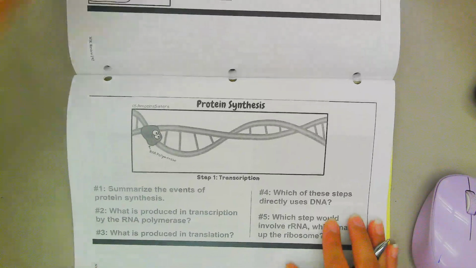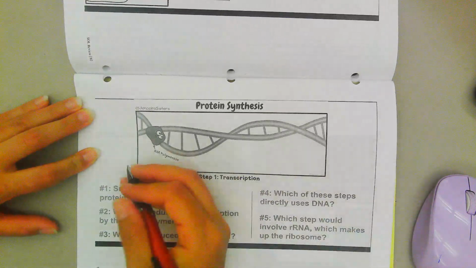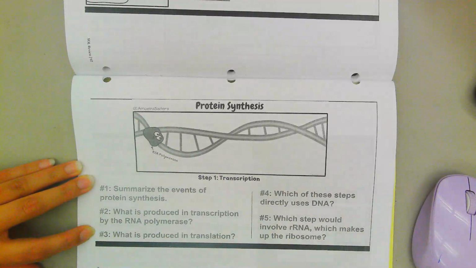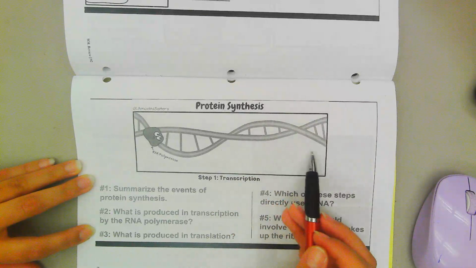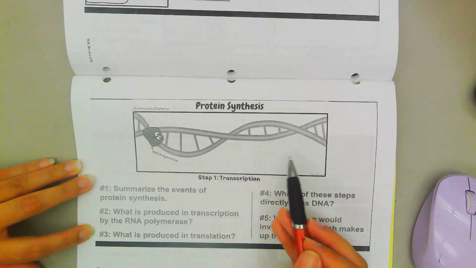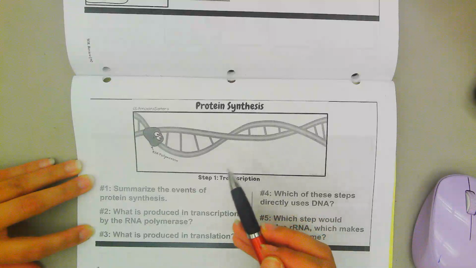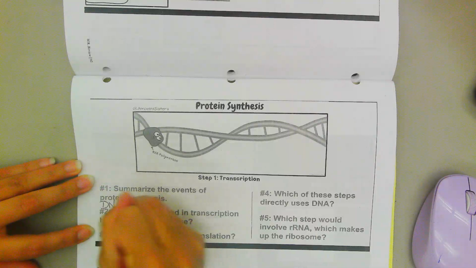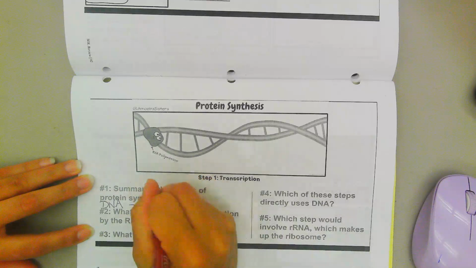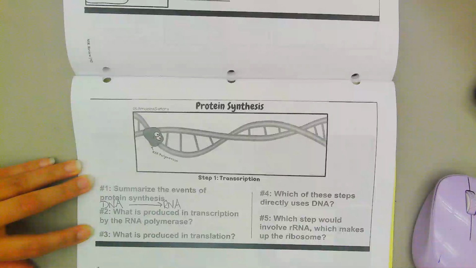Protein synthesis. Summarize the events of protein synthesis. What happens first? How do I do protein synthesis? What do I start with? What molecule is this? Trey, what are you thinking? DNA. I go from DNA to what? RNA. And what's that process called? Transcription.